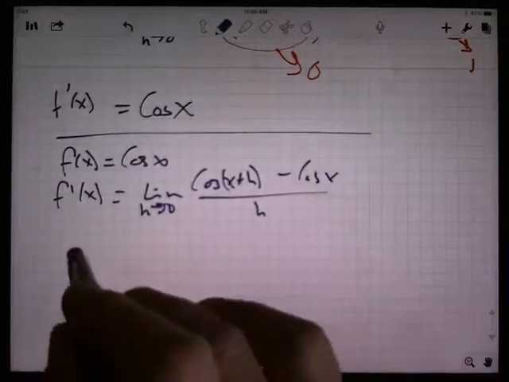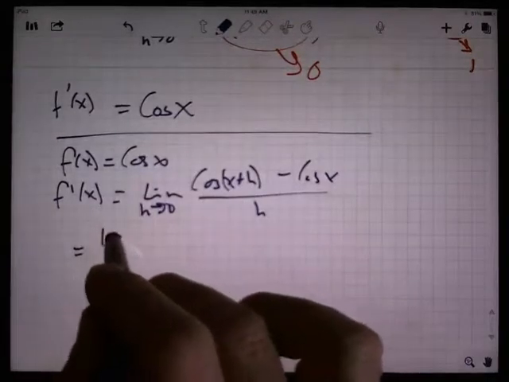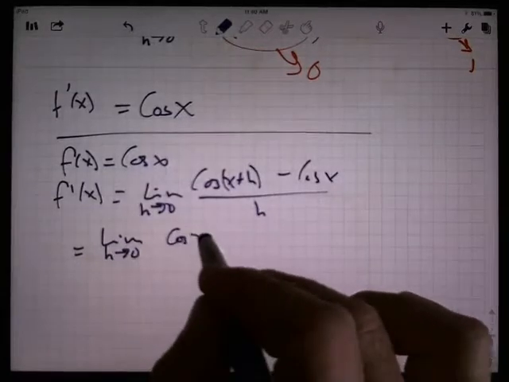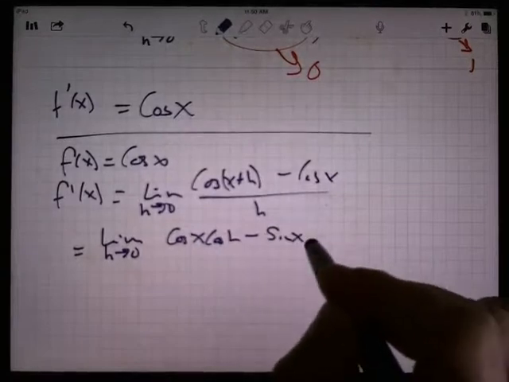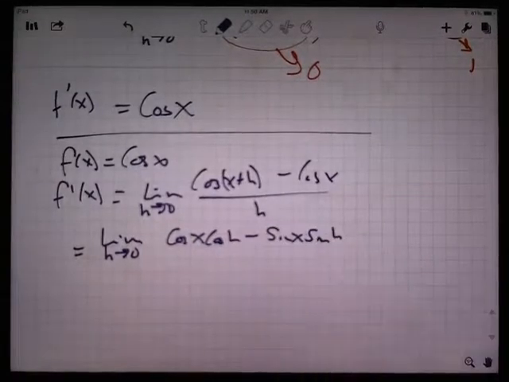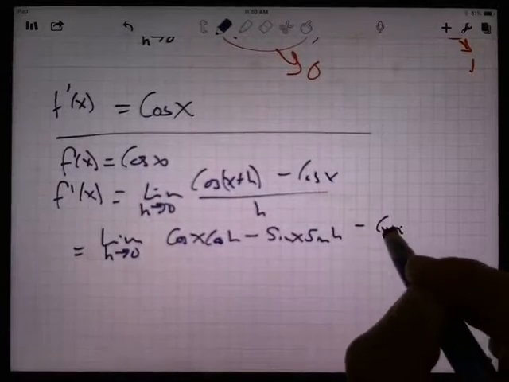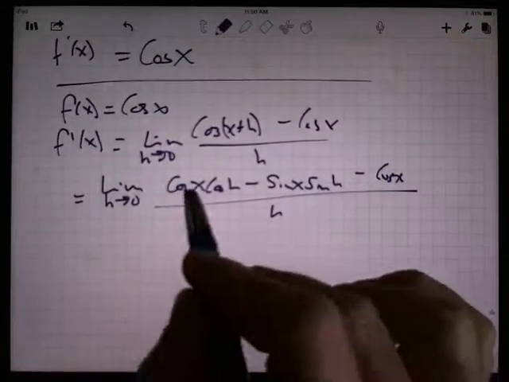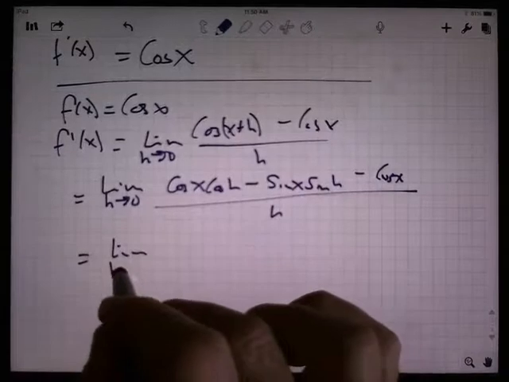And I'm going to do a similar thing as last time. I've got cosine of a sum, so I'll use the cosine of a sum identity, which is the cosine of the first times the cosine of the second minus the sine of the first times the sine of the second. And then I've got a minus cosine x all over h. And I notice I've got a cosine x I can factor out. The limit as h goes to 0.